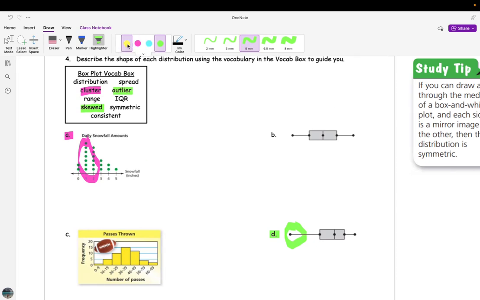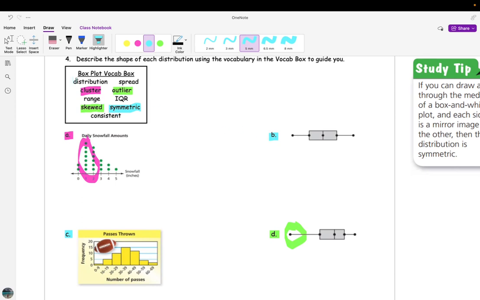And then as far as B and C, I'm hoping you noticed they are very similar in that they're both symmetric. But one of them seems to be clustered around the median, while the other just seems to have a nice even distribution throughout.